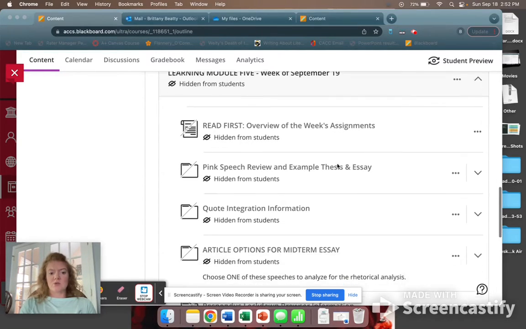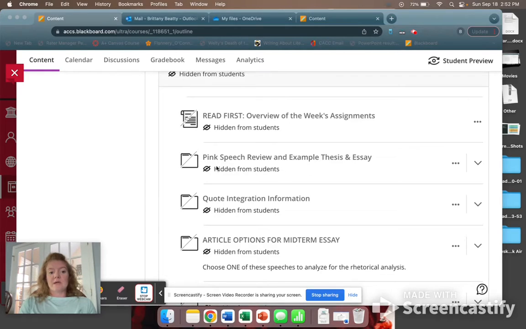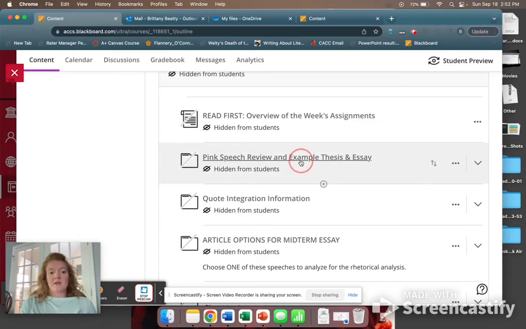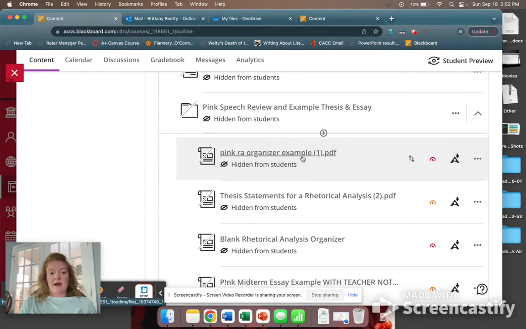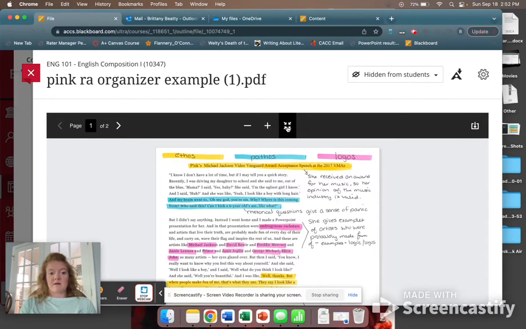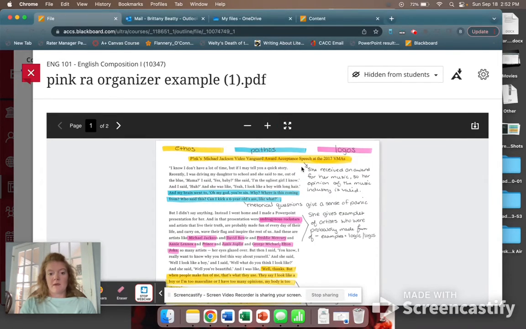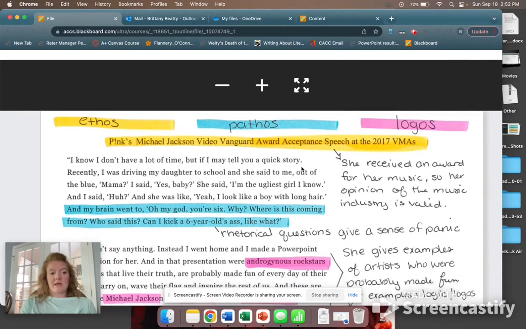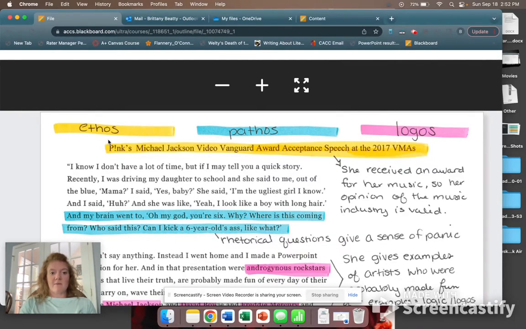So if you'll look at your screen, we're looking in the pink speech review folder. In that folder, I have my version of the pink speech where I highlighted everything. What we're looking at here is anything in yellow I labeled as ethos or an appeal to credibility. Anything that is blue I labeled as pathos or an appeal to emotion. And anything that is pink I labeled as logos or an appeal to logic or reasoning.